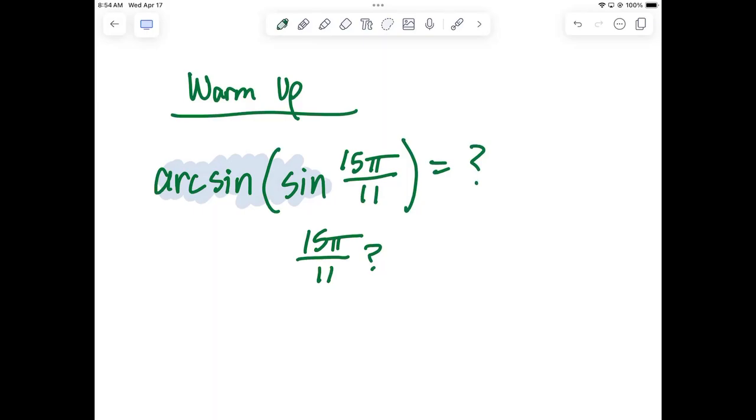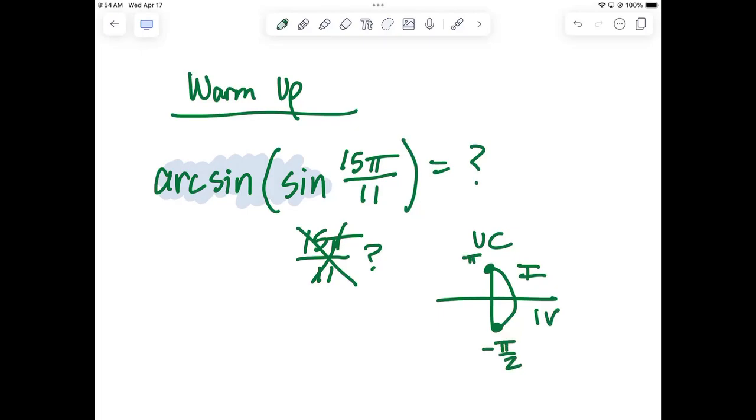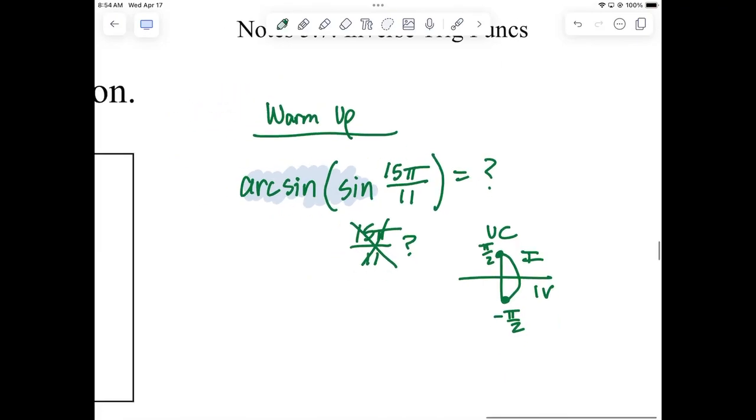No, it's not. It can't be 15 pi 11ths because that's not in the PVR of arc sine. On the unit circle, the PVR of arc sine, remember, is quadrant 1 and quadrant 4, which means it's from negative pi halves to positive pi halves. So remember how we do this. We did it yesterday.